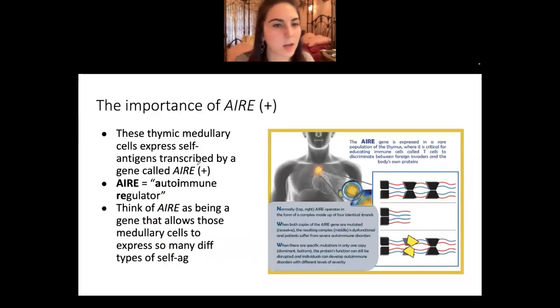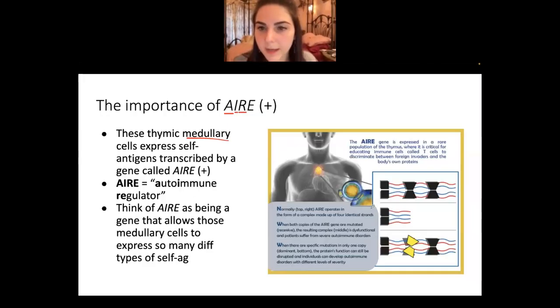And we'll keep talking about it, but just briefly on AIR. AIR stands for autoimmune regulator. Thymic medullary cells, dendritic cells, epithelial cells, whatever, just these medullary cells express self-antigen transcribed by this AIR gene. Think of AIR as being the gene that allows medullary cells to even have the ability to express so many different self-antigens.